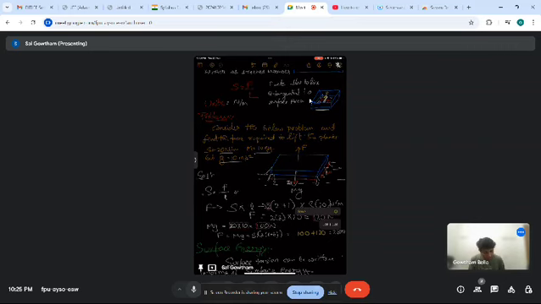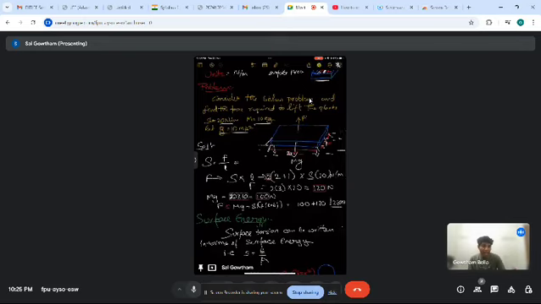So in order to lift the plank from the surface, we need 220 newtons.